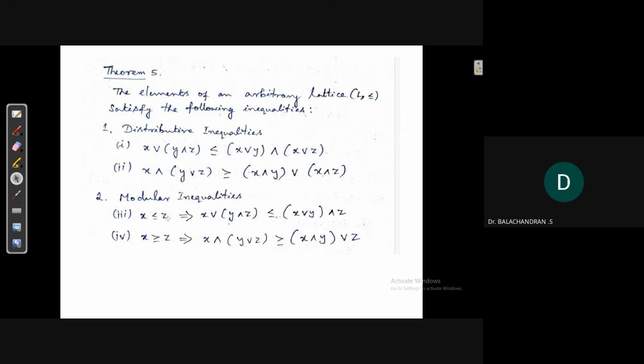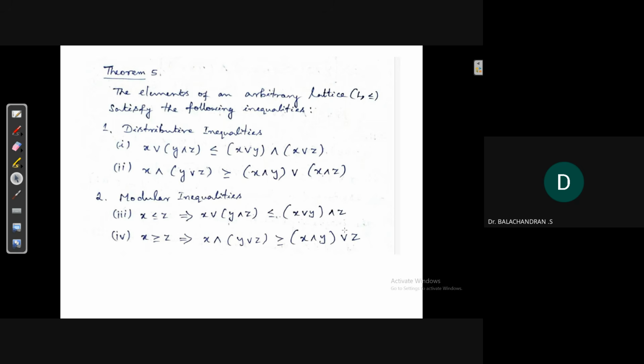Whenever x ≤ z, x ∧ y ≤ z... (the four distributive-type inequalities). Actually, the fourth one is the dual of the third one. So instead of less than or equal to, we have greater than or equal to, and instead of ∧ and ∨ swapped, the same with the ordering reversed.